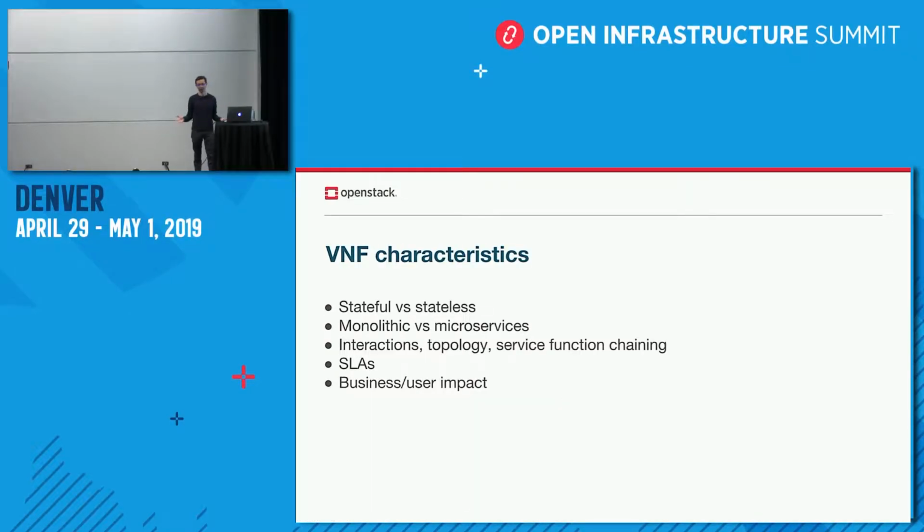Now, about the characteristics of the VNFs, the idea is that different VNFs with different characteristics would require different levels of handling in a fault management situation. So for example, is the VNF stateful or stateless? Is it monolithic, or is it based on a microservices architecture? There's also the interactions between a VNF and everything else that's going on: the topology, physical and virtual, that the VNF belongs in, as well as the VNF's role in service function chains. There's, of course, also the service level agreement targeted by this particular VNF. And ultimately, the most important thing is what kind of business or user impact is expected if a failure or fault were to occur affecting this VNF.